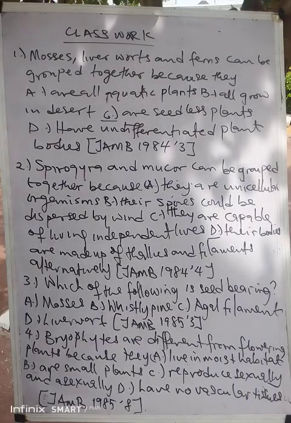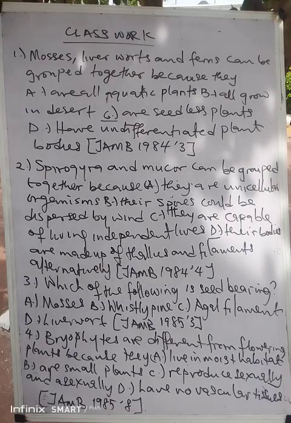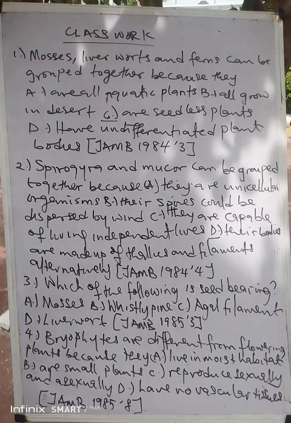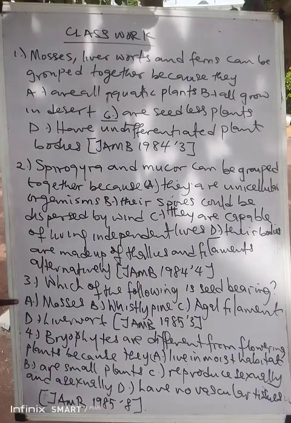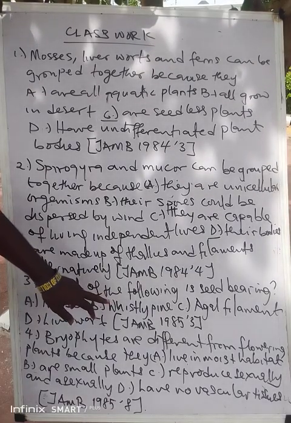Then question number 3 is JAMB 1985 question 3. He said, which of the following is a seed-bearing plant? A, mosses. Mosses do not have seeds. They are cryptogams. Whistling pine. Yes, that is the answer.